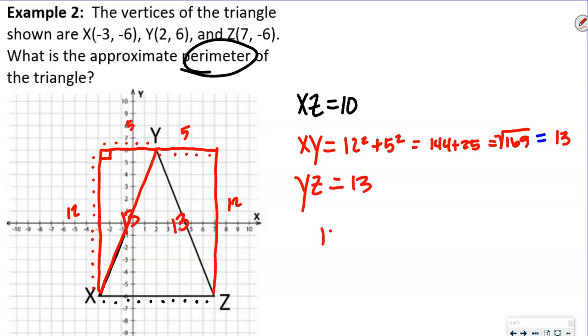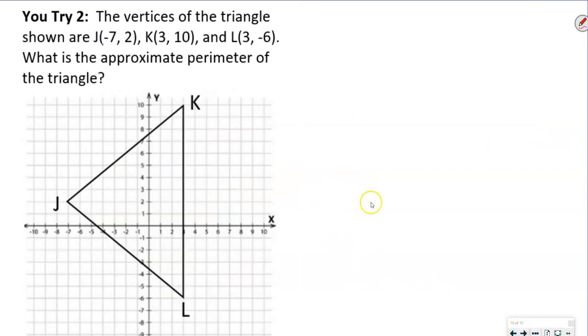So we're going to do 10 plus 13 plus 13. Well, 13 plus 13 is 26, plus 10 is 36. And again, this is just units because we don't know what the measurement is. So we got one more for you guys to try. So this is our you try 2.